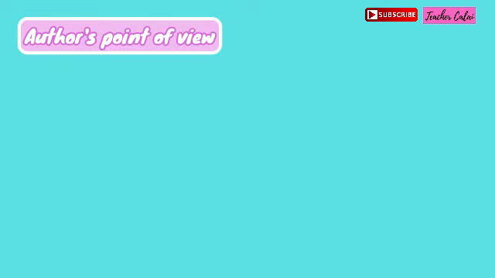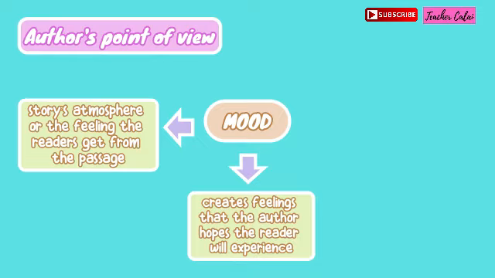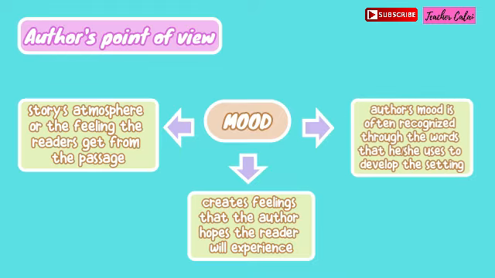The second one is mood. Mood is a story's atmosphere or the feeling the readers get from the passage. It creates a feeling that the author hopes the reader will experience. The author's mood is often recognized through the words that he or she uses to develop the setting, the time, and the place of the events.